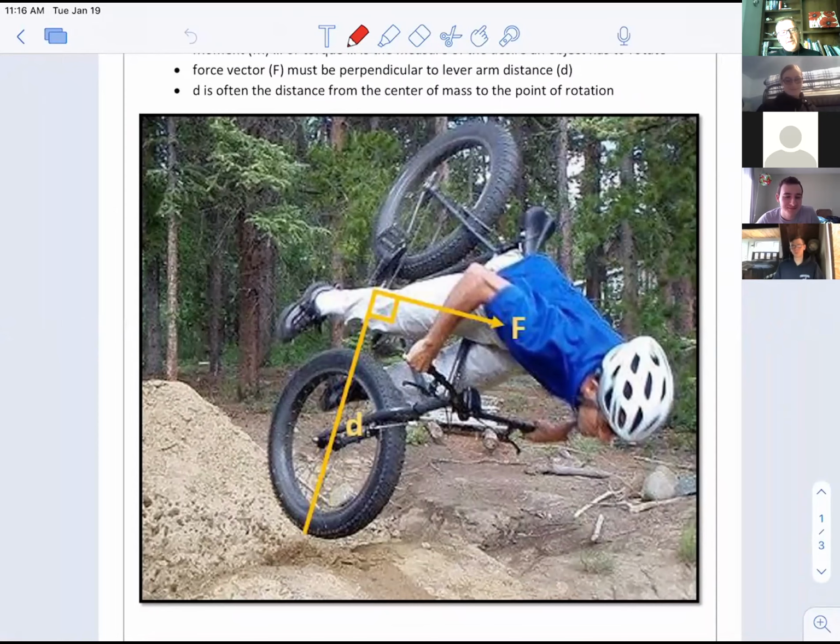Type in mountain biker fails in YouTube and you'll see plenty of this. Can you see what's happening there? What's he trying to do? Why is he in this predicament? What's the ground he's on there? Can you see that? I don't know if you can tell.